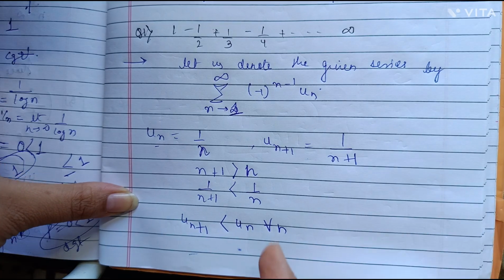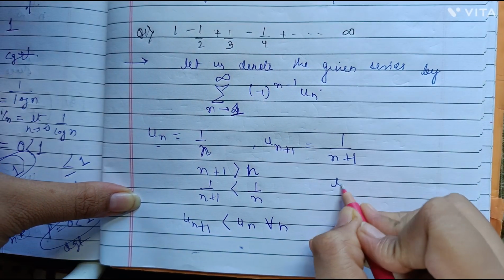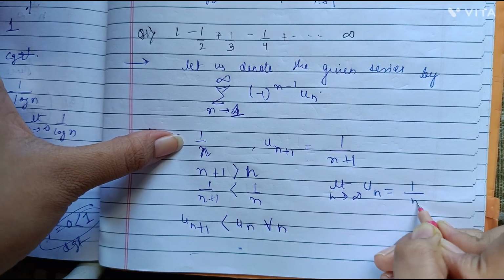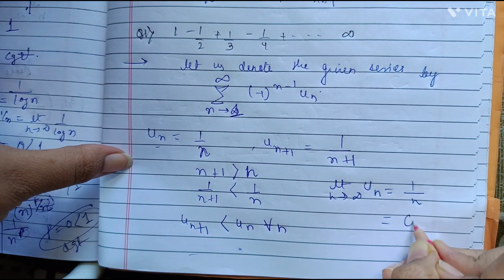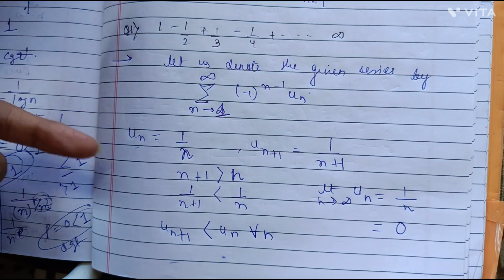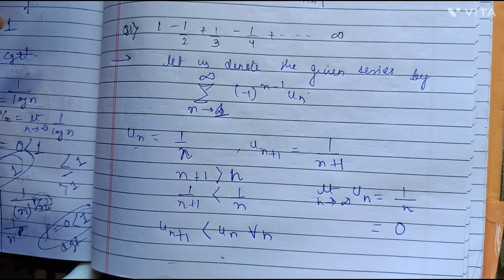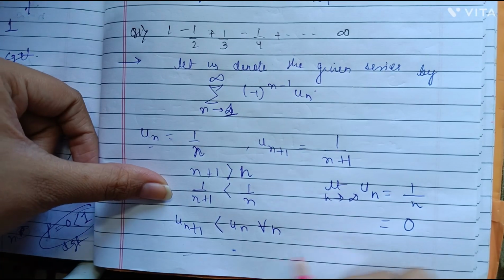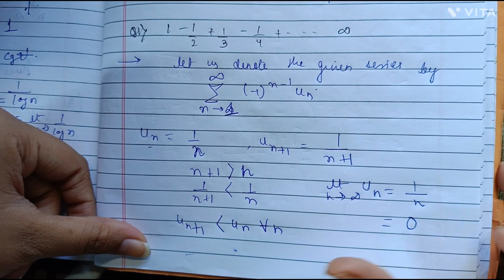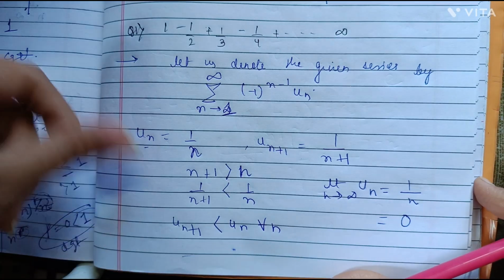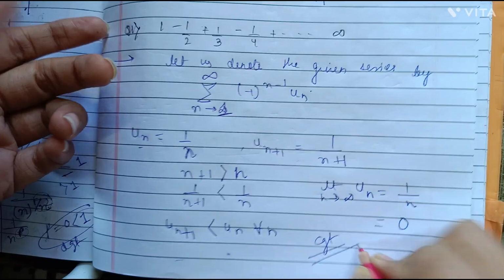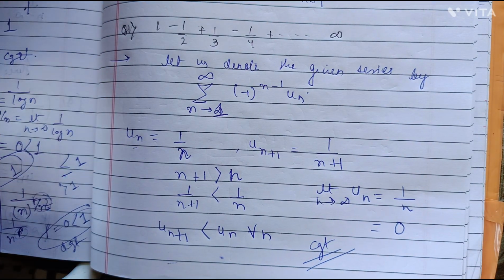Now the second condition, I have to check the limit. The limit as n tends to infinity of un is equal to 1 upon n. If I put infinity here, I will get 0. So the second condition is also satisfied. This means that this series is convergent. Therefore, by Leibniz test, you have to write it in a proper manner that both the conditions are satisfied. Hence by Leibniz test we can write that the given series is convergent. Okay, that's the start of the basic one.